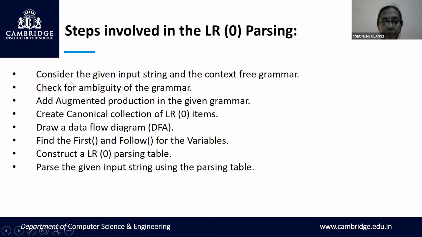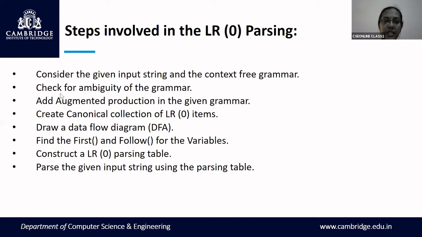The first step is you are supposed to consider the input string and the context-free grammar that is given to you. And in the grammar, check if the grammar is ambiguous or not. If the grammar is ambiguous, try to eliminate the ambiguity and then consider the grammar. You will be given the input string and the context-free grammar, and check if the grammar has any ambiguity. Then if an ambiguous grammar is given, eliminate the ambiguity and make it an unambiguous grammar.